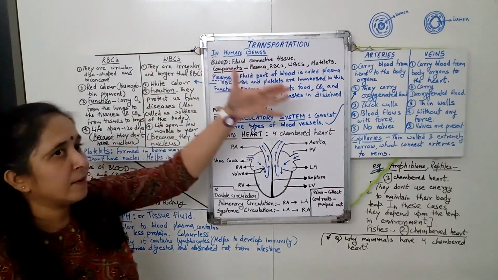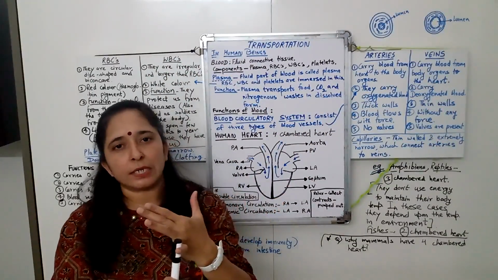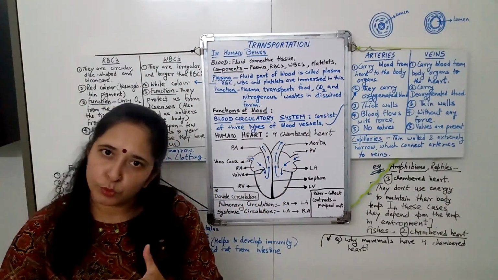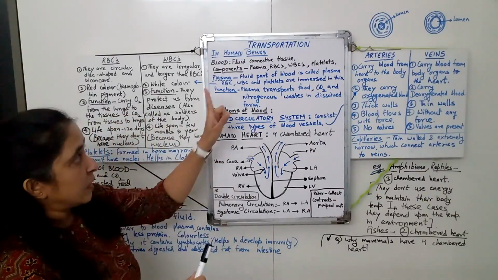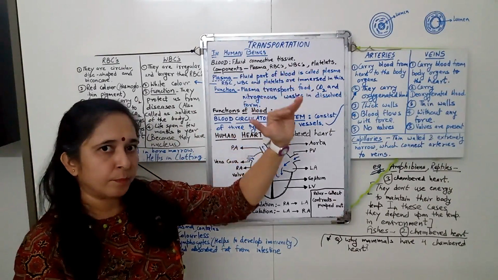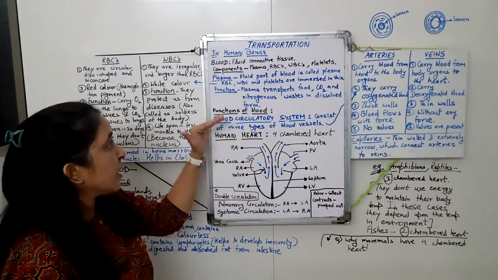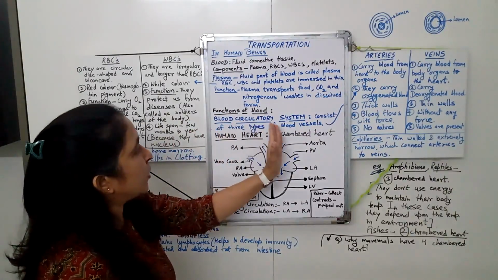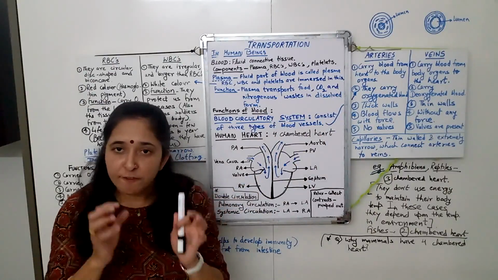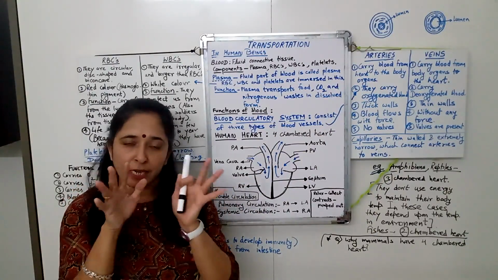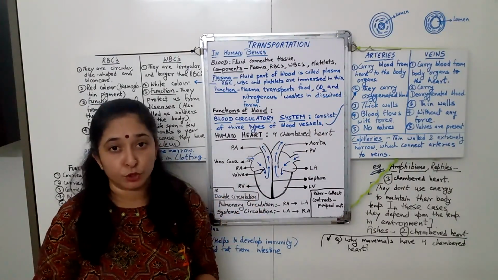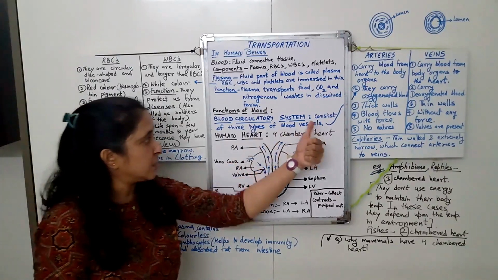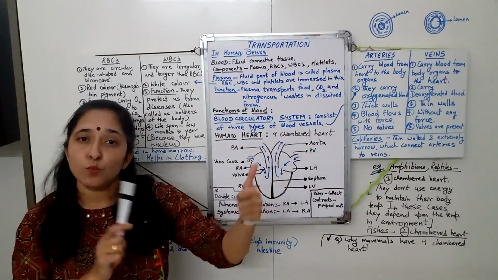So till now what we have studied is, first, blood is a connective tissue, the components of the blood, then the separate function and characteristic of each component, then the functions of the blood. Now, the blood circulatory system. If we want to go into detail of the blood circulatory system, we should know that it consists of three types of blood vessels.